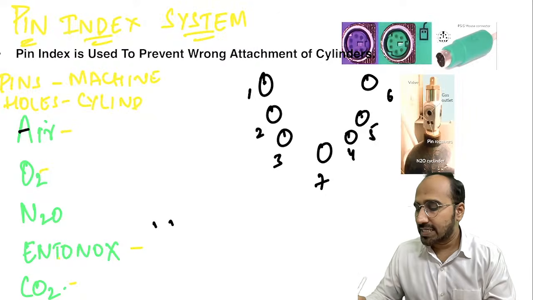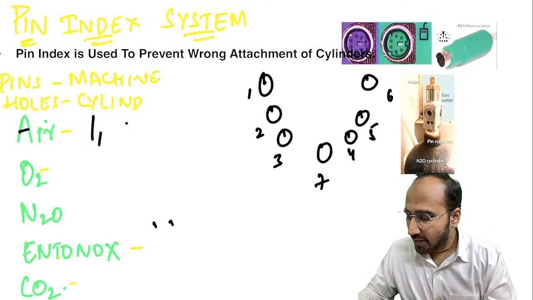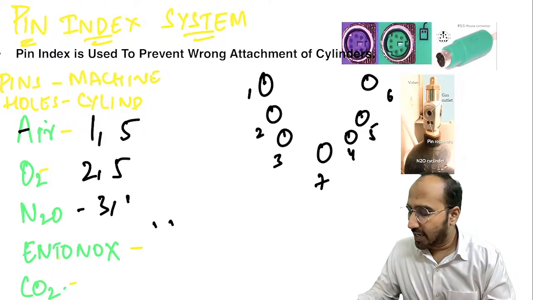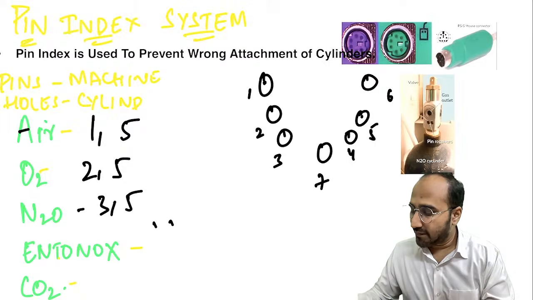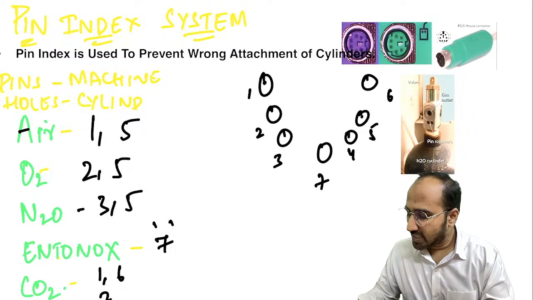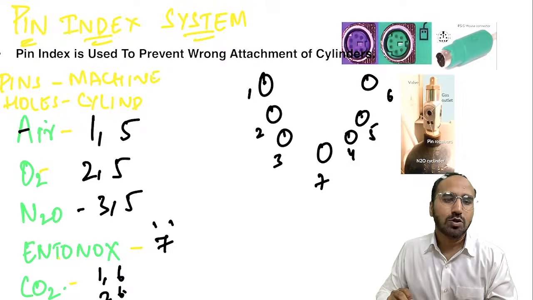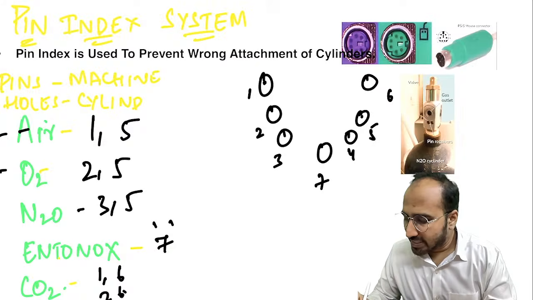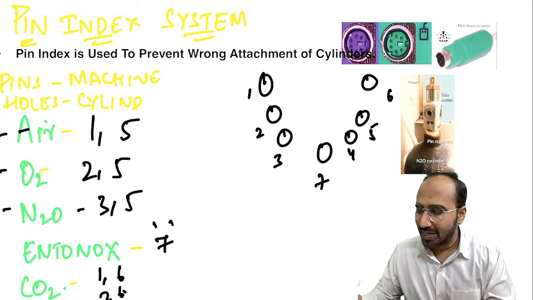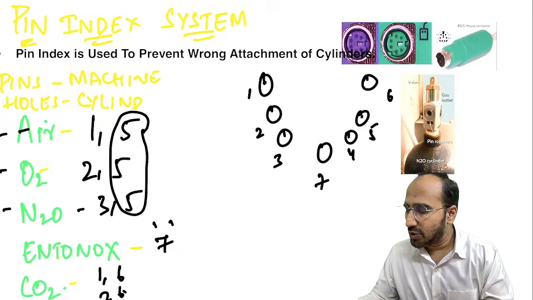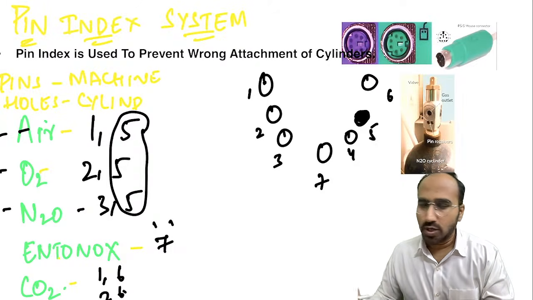What is the pin index system for air? It is 1,5. Oxygen 2,5, nitrous 3,5, Entonox 7, carbon dioxide 1,6 and 2,6. अब बोलो कैसे याद रखेंगे सर? A very simple way to remember is air, oxygen and nitrous have one thing in common. The second is 5. यानी कि the second pin usually fits into the fifth port. We just have to remember air का 1,5 है.